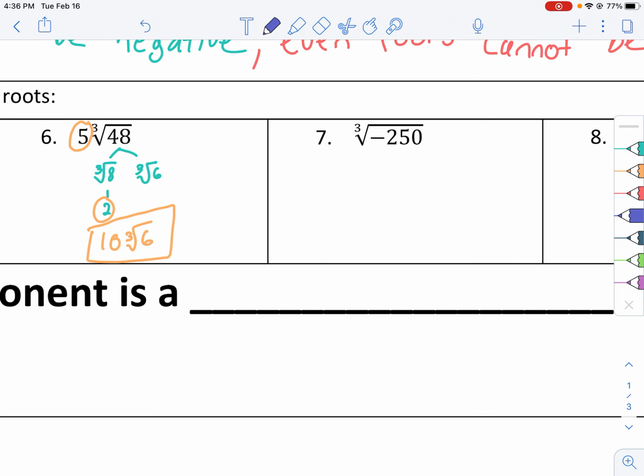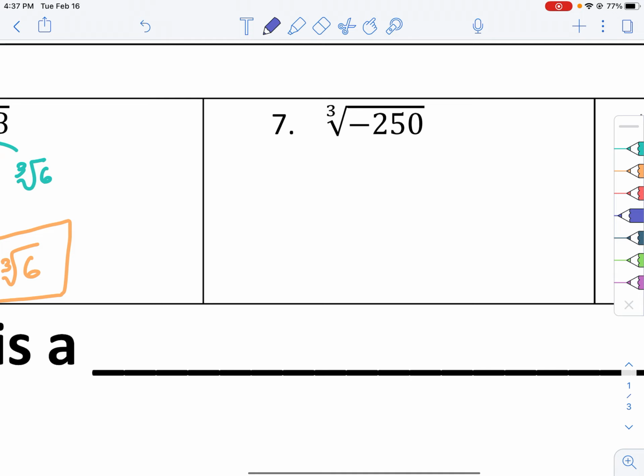All right, negative 250. If we're taking a look at negative 250 here, you could pull out the negative, but you don't have to do that. If I'm thinking of a perfect cube that goes into 250, 125 would be 5 cubed, and this is 125 times 2. So that's the cube root of negative 125.